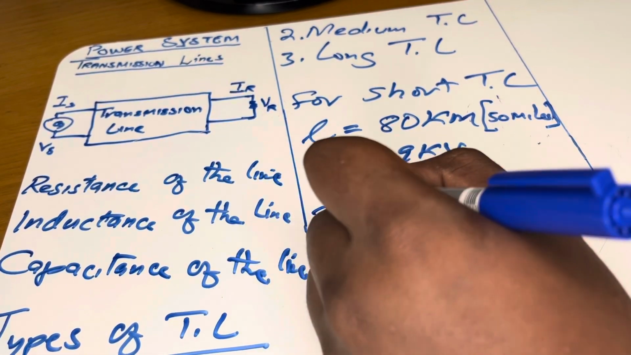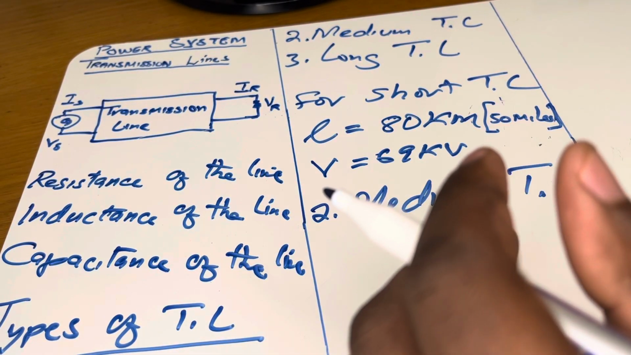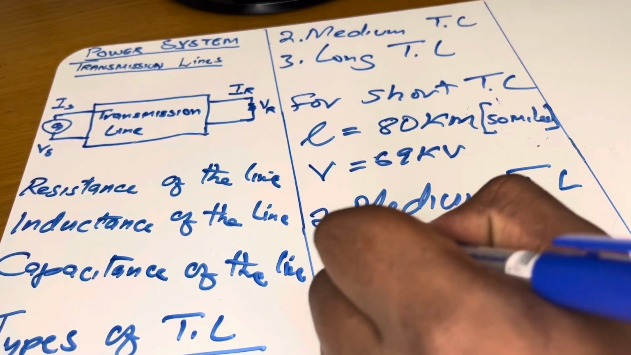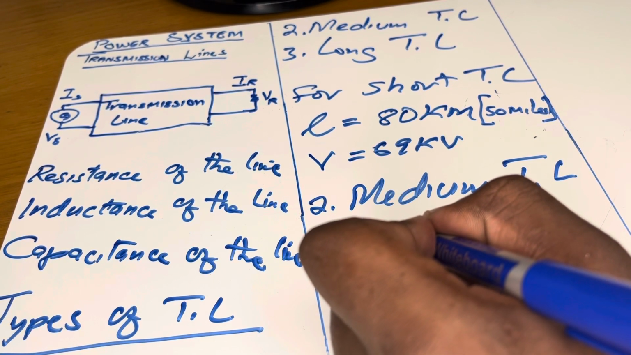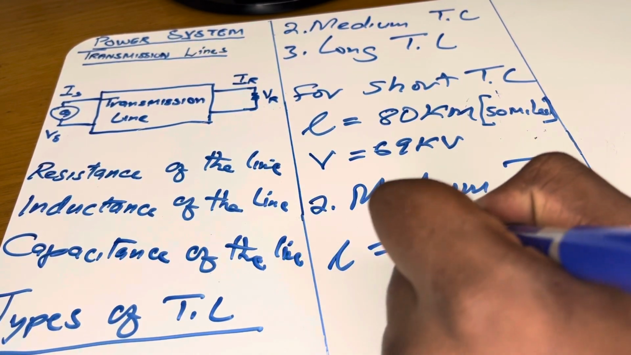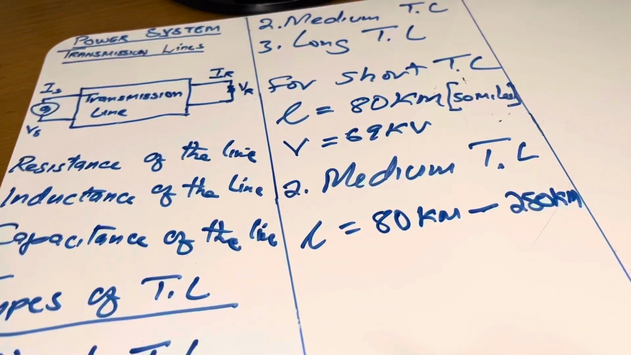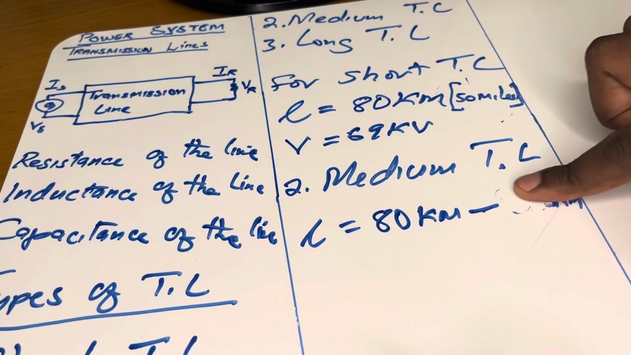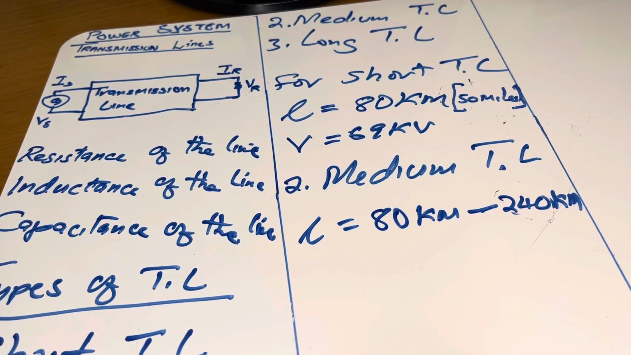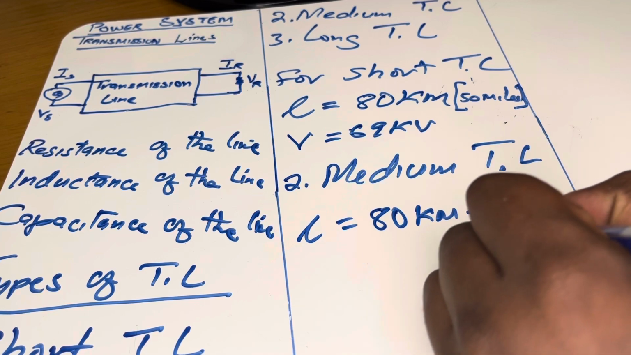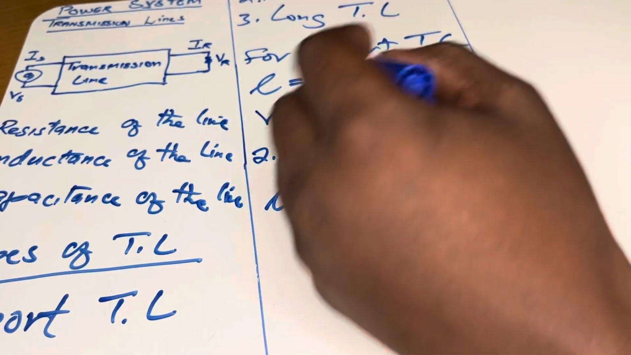So number 2 will be medium transmission line. A medium transmission line is anything above 80 kilometers. So the length will be above 80 kilometers. It's going to start from 80 kilometers to 250 kilometers. Basically other books say 240 kilometers. So 240 kilometers is equivalent to 150 miles. So this is going to be 150 miles. This one obviously, we said on the top, is 50 miles.